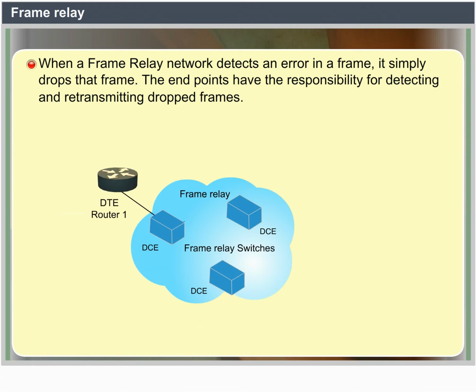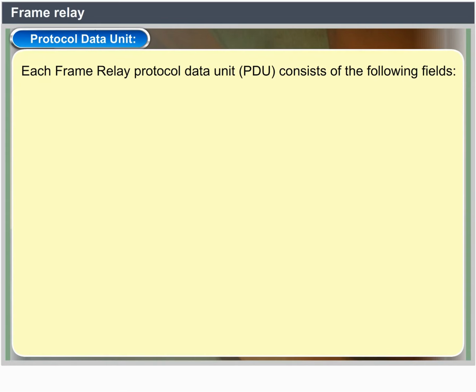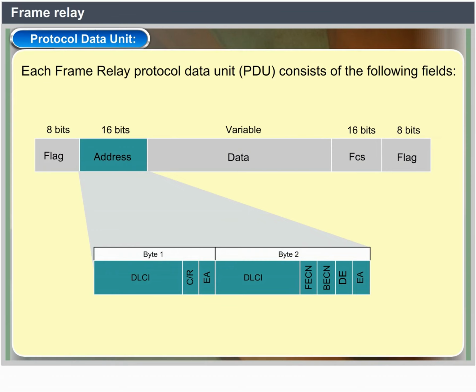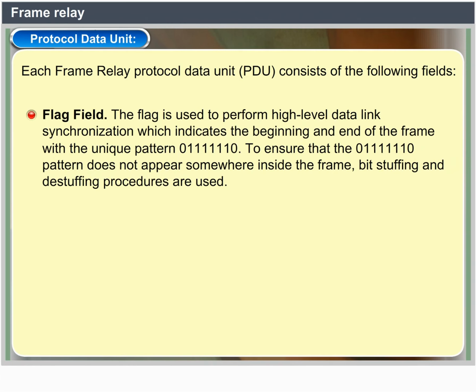Protocol Data Unit. Each frame relay protocol data unit, or PDU, consists of the following fields. Flag field. The flag is used to perform high-level data link synchronization, which indicates the beginning and end of the frame with the unique pattern 01111110. To ensure that the 01111110 pattern does not appear somewhere inside the frame, bit stuffing and destuffing procedures are used.